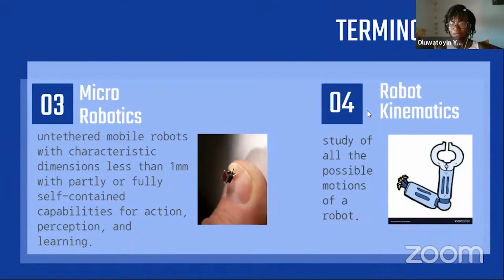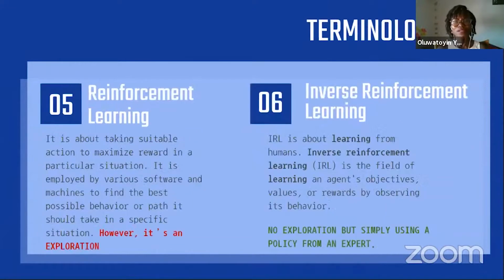And the 4th terminology is robot kinematics, which is basically the study of all the possible motions of a robot. As we can see here, this is a robot arm. The only difference is that the arm here has what we call an end effector, which is like the palm that we have at our ends. For the 5th and 6th terminology, I'm going to pause on this and talk about it later in the slides.